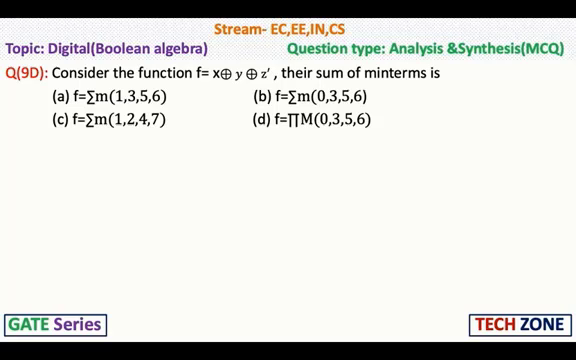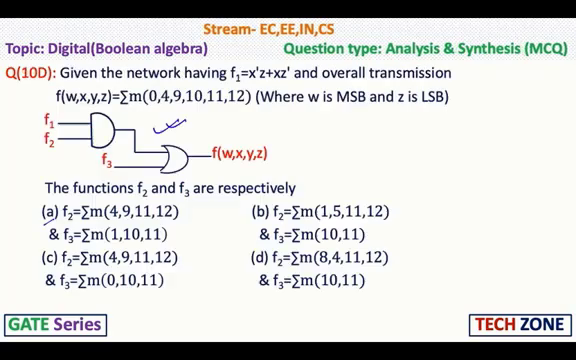Next, given the network having f1 = x bar z + x z bar, and the overall transmission function, a function of wxyz, is given as sum of minterms 0, 4, 9, 10, 11, 12, where w is MSB and z is LSB. So the network is given here. The functions f2 and f3 are respectively option A, f2 = sum of minterms 4, 9, 11, 12, and f3 = sum of minterms 1, 10, 11.